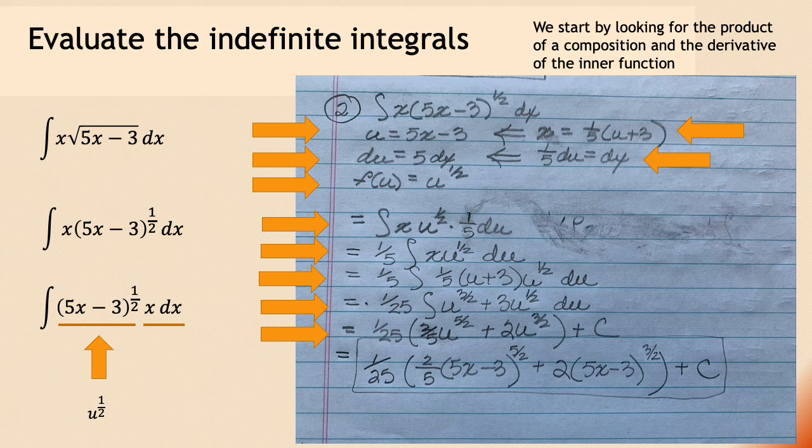I want to get rid of my u's. I want to back substitute. So I'm going to substitute in the 5x minus 3 wherever I had a u.